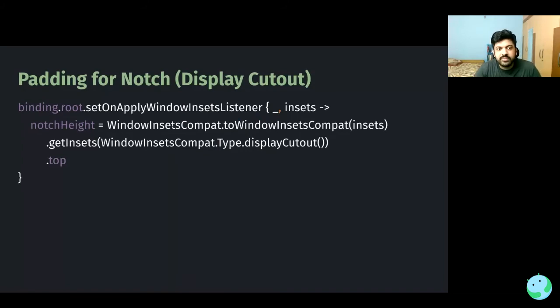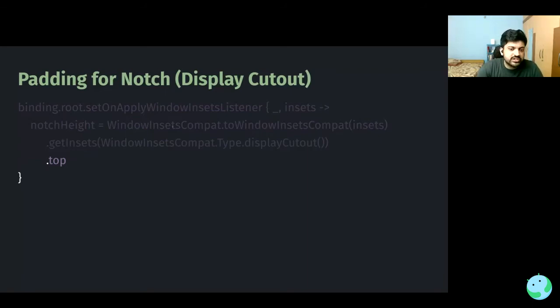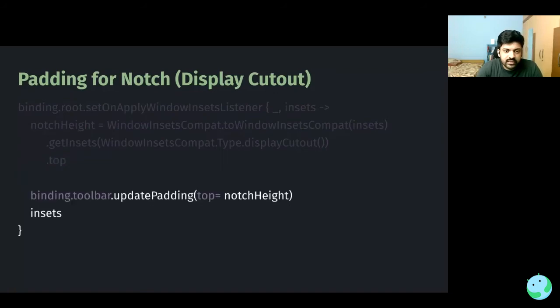Now we have to add certain padding for the notch. We do the exact same thing that we did for the navigation bars with slight differences. We pass in the type of display cutout while getting the insets, and then we look for the top direction of the inset. Since it's the display cutout, it's towards the top here. And then we just update the padding of the toolbar. We just give a certain top padding to the toolbar, which is equal to the height of the notch, so that our UI is always drawn right below the status bar.